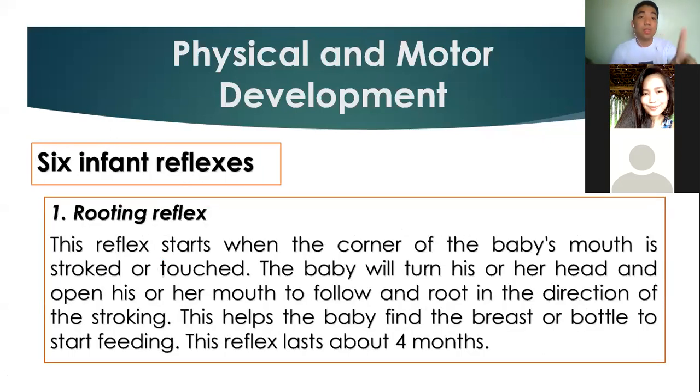The first one, we have the rooting reflex. Okay? This reflex starts when the corner of the baby's mouth is touched. The baby will turn his or her head and open his or her mouth. So, when you touch the corner of the baby's mouth, the baby follows, right? Whatever touches him, the baby follows where or whatever the touch is. Why? Because this reflex helps the baby find the breast or bottle to start feeding, okay?